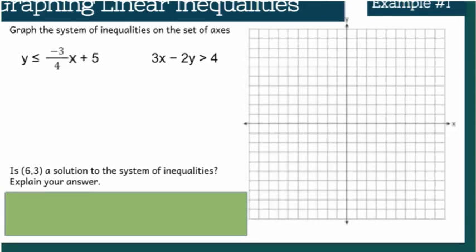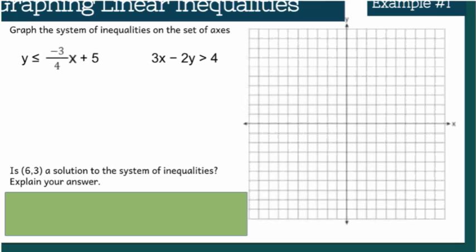Example 1, graphing a system of linear inequalities. Graph the system of inequalities on the set of axes. So here you will see that we have two linear inequalities. We will be graphing them on the same graph.